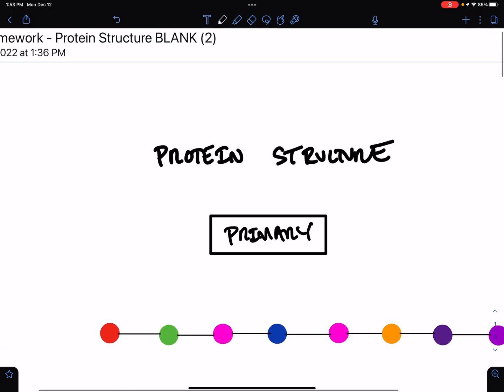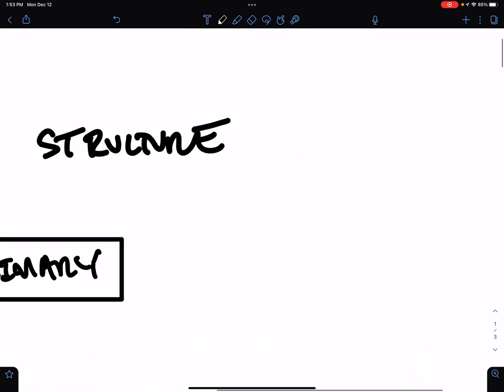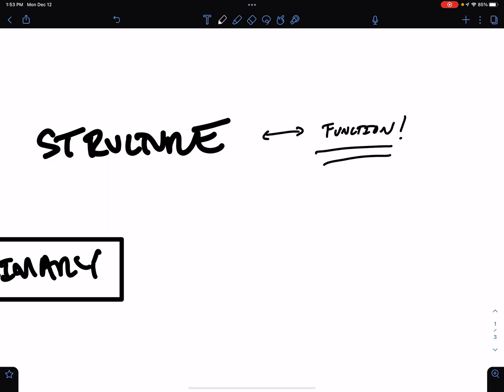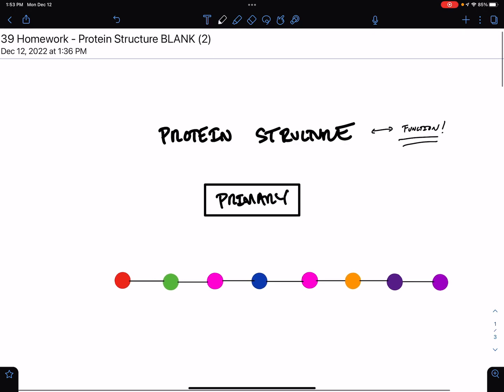Okay, so we're going to be talking today about protein structure, and we're going to be talking about the relationship between structure and function. That's going to be the theme of today's screencast.